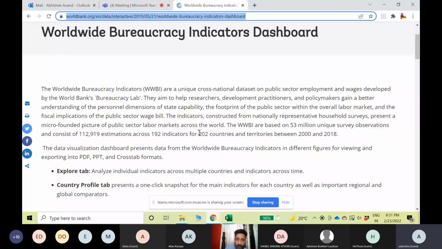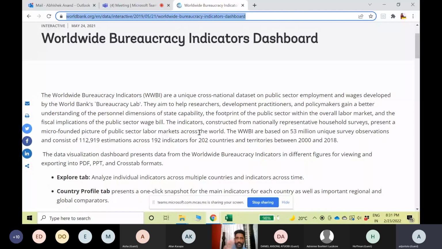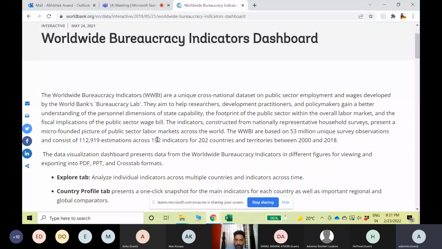So as I was saying earlier, the Worldwide Bureaucracy Indicator Dashboard is a recently launched data set by the World Bank, and it captures a host of information on around 192 indicators. It relates to public sector as well as private sector, about the wages, number of people who are working there, what is the gender gap, so like how many women work in public sector, how many of them work in private sector, those kind of information are there. So it's a very rich data set. It covers around 202 countries, and it collects data starting from 2000 to 2018.